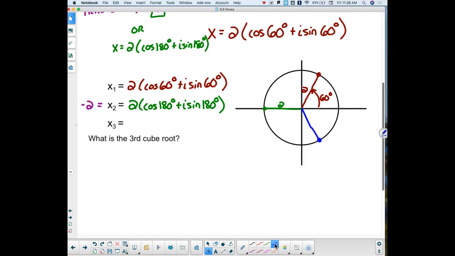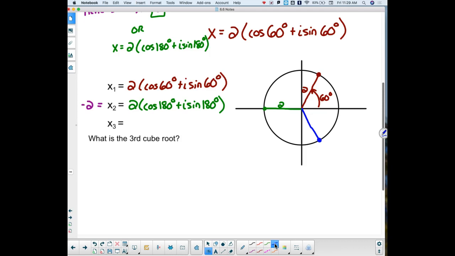Because what did that do? It took my circle and split it into how many parts? Three equal parts, right?